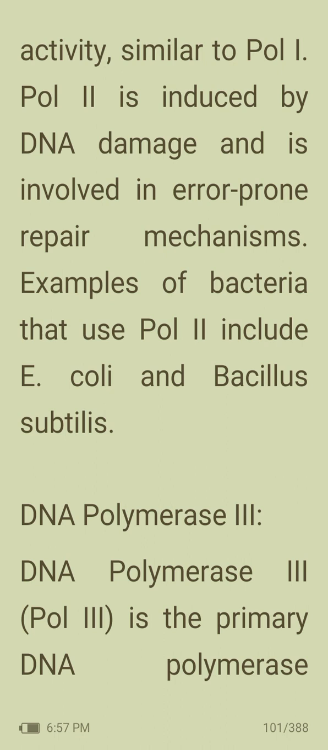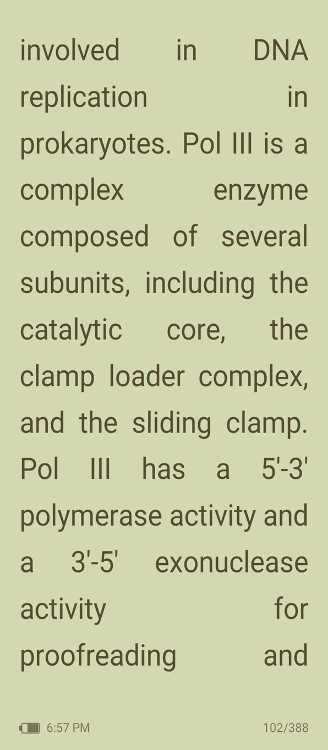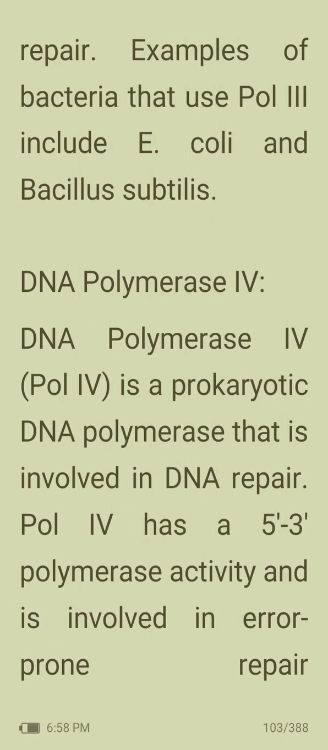Then DNA polymerase 3. DNA polymerase 3 is the primary DNA polymerase involved in DNA replication in prokaryotes. Pol 3 is a complex enzyme composed of several subunits including the catalytic core, the clamp loader complex, and the sliding clamp. Pol 3 has a 5' to 3' polymerase activity and a 3' to 5' exonuclease activity for proofreading and repair.